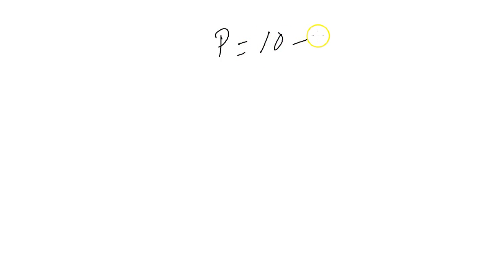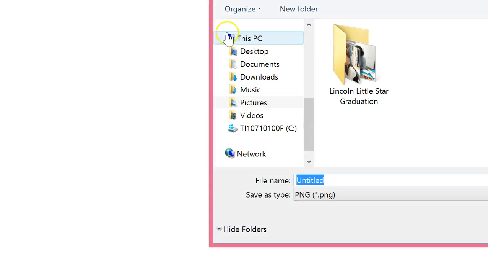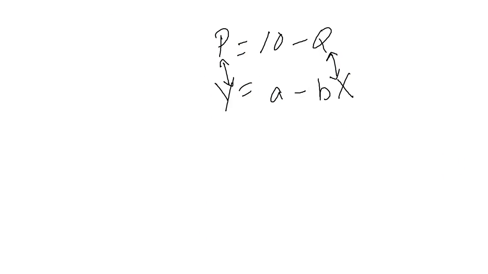10 minus Q. Now, if you notice, this looks surprisingly like a formula for a linear curve. The formula for a linear curve is going to be y equals a minus bx. In this case, x and q are the equivalent, and y and p are the equivalent in this particular example. And so what we're going to do is I'm going to erase what I just did, and I'm going to show you how we could graph this line.